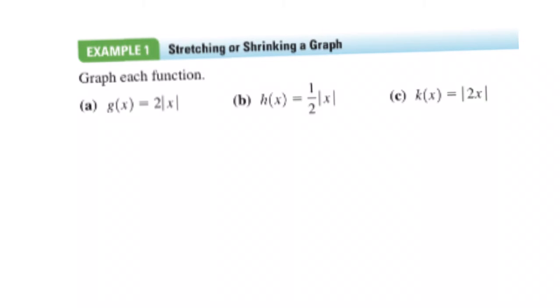We're going to use the absolute value function as an example. For instance, part A illustrates what happens when you put a number in front. Likewise for part B. Part C illustrates what happens whenever you multiply the input by a certain value. So now we're going to graph g of x equals 2 times the absolute value of x.